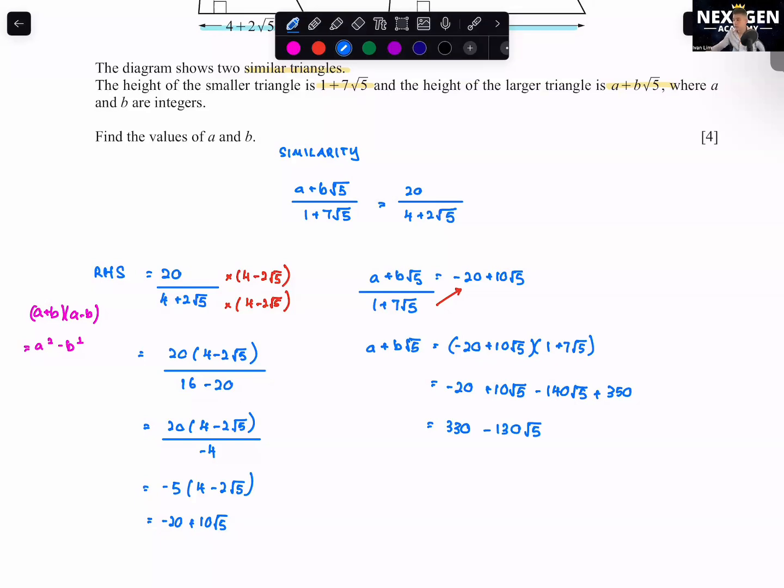Okay, is this neater as compared to the cross multiply? Cross multiply, then you'll get some A and B terms together. So I prefer actually doing this one. We remain with this part over here, but eventually you'll still get the same answer. So my A will be equal to 330. My B is negative 130.